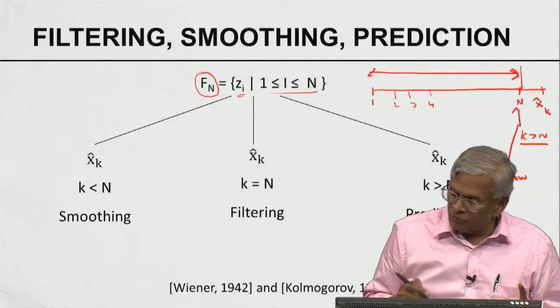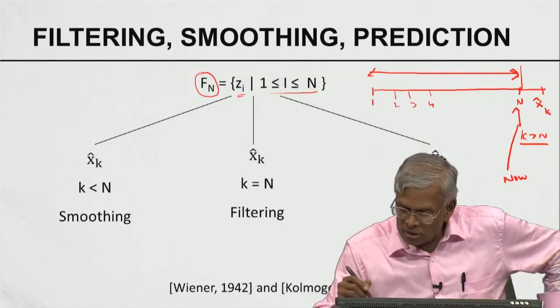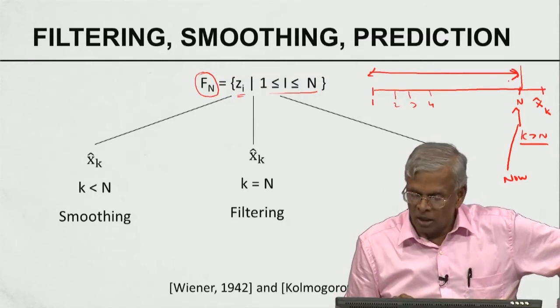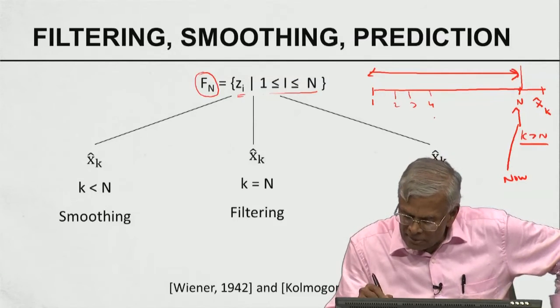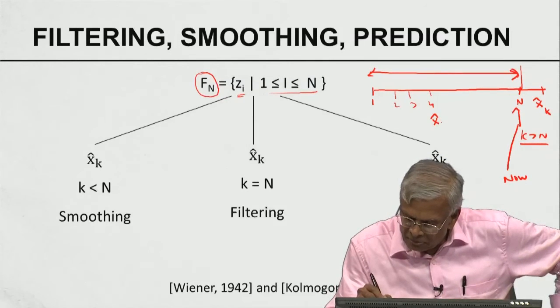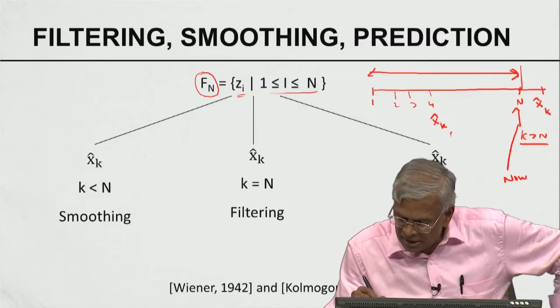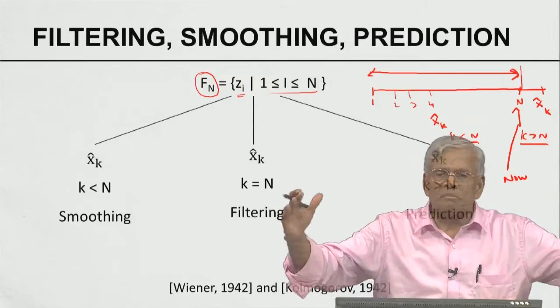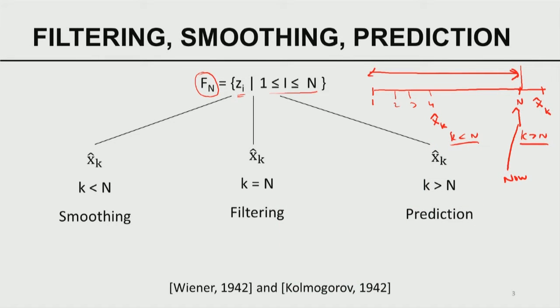On the other hand, suppose I have known all the information from 1 to n. I want to go back. I want to be able to evaluate the state of a system xk for some k less than n. That means I have the benefit of information from 1 to n. I am still trying to go back to estimating a quantity at a time k less than n. So k less than n means past. K greater than n means future.